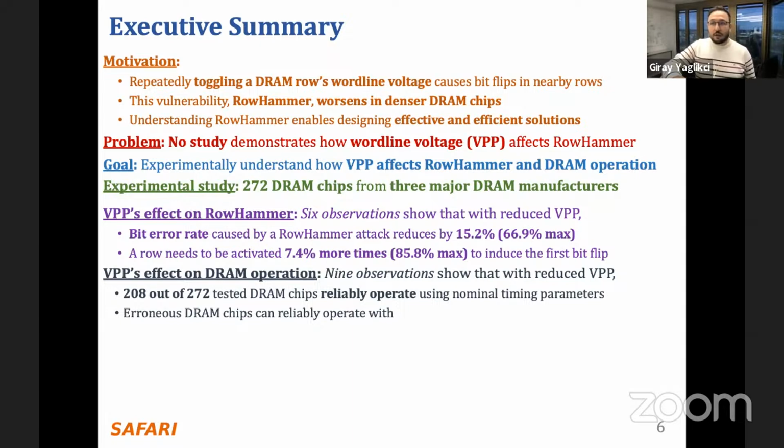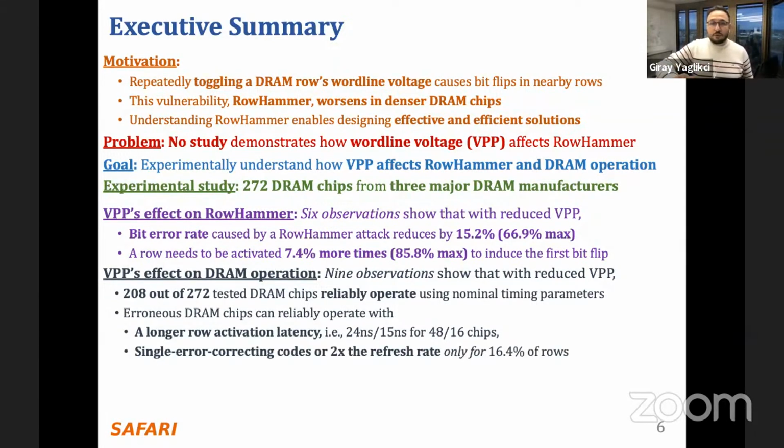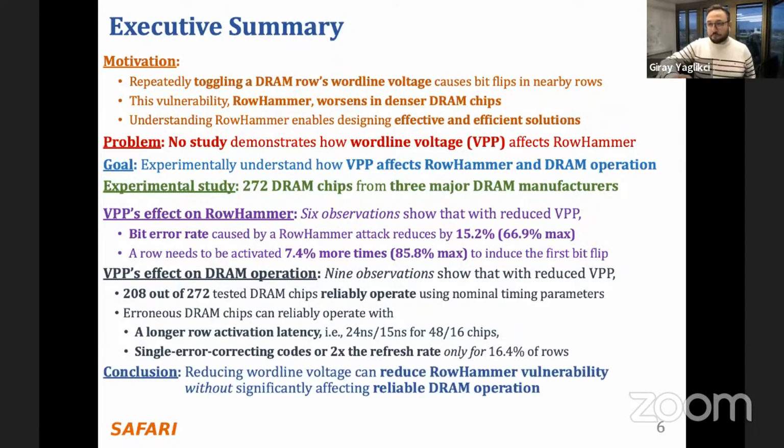And when we look at the small fraction of erroneous DRAM chips, we find out that they can still reliably operate with a longer row activation latency. So if we increase the latency a little bit, they reliably work again. Also, if we enable some single error correcting codes, or if we double the refresh rate for a small fraction of DRAM rows, we can make them reliably work. Okay, in conclusion, reducing wordline voltage can reduce RowHammer vulnerability without significantly affecting reliable DRAM operation.